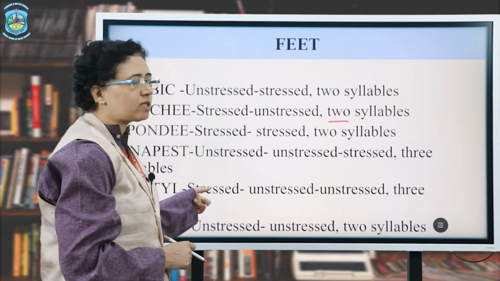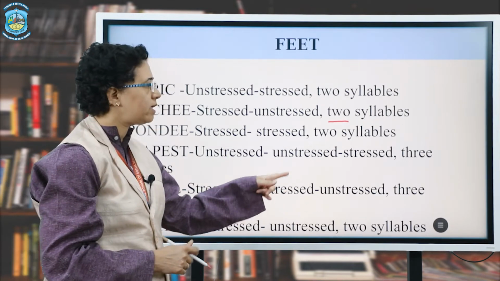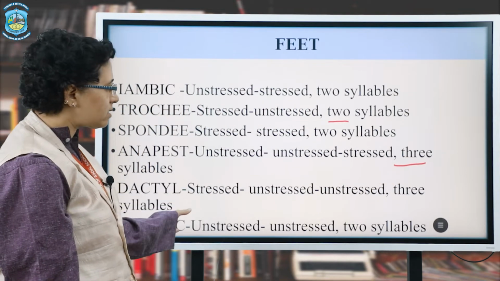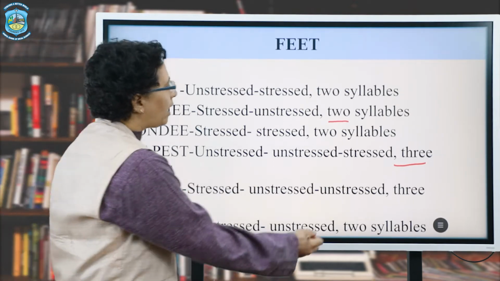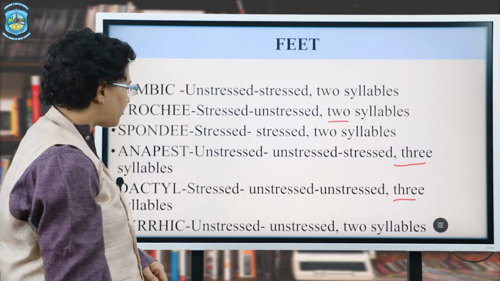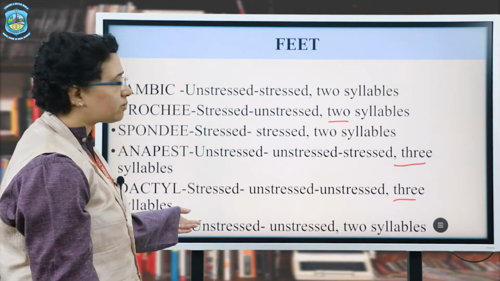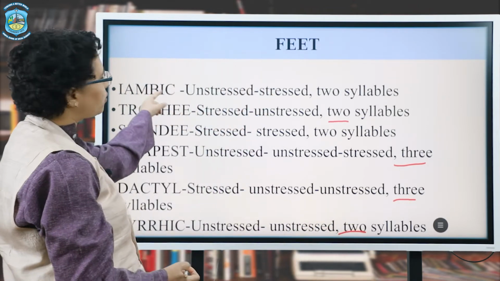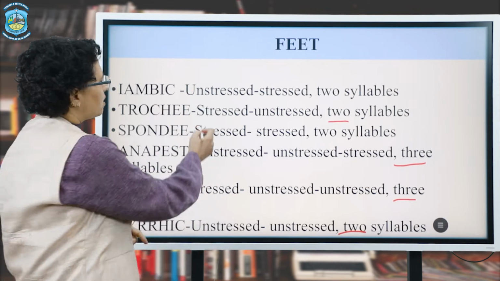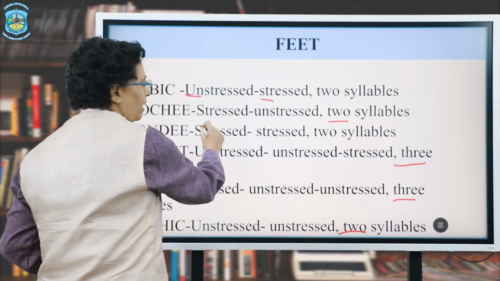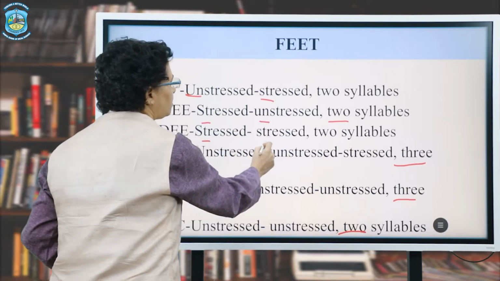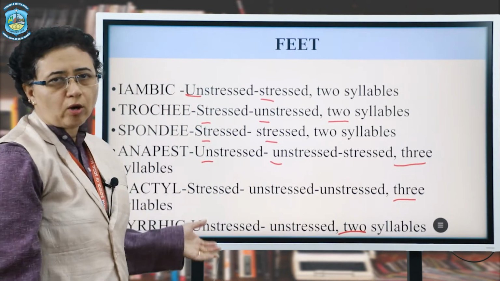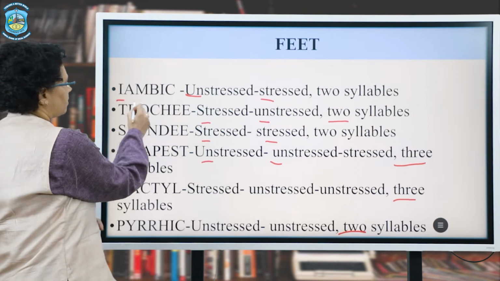Anapest, which is unstressed, unstressed and then stressed, it's a 3-syllable combination. Dactyl is stressed, unstressed and unstressed, again a 3-syllable combination. And finally the pyrrhic, that is unstressed first, again unstressed, and it's a 2-syllable combination. Now the thing is, if you can see the various combinations, unstressed and stressed, stressed and unstressed, stressed and stressed, unstressed, unstressed and stressed. So many combinations available and all with various names.